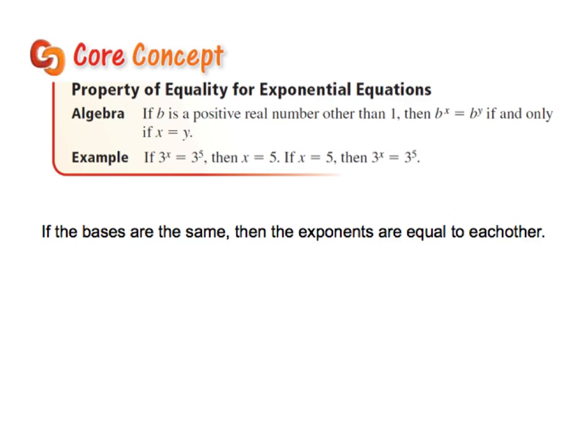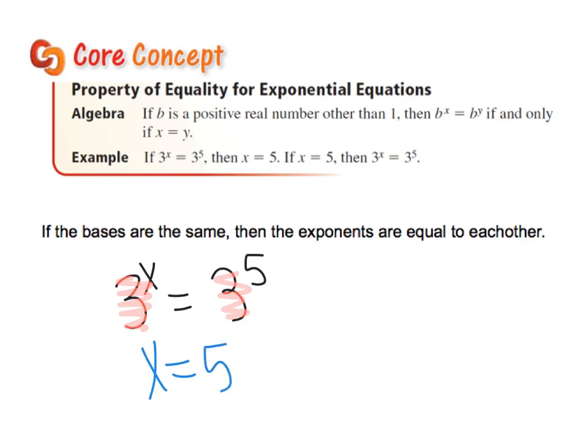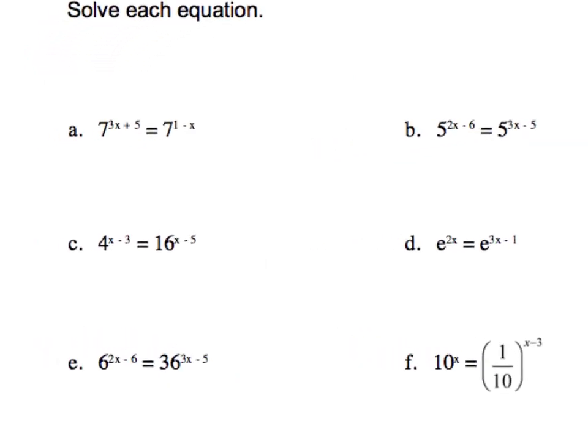If you're looking at exponential equations, basically if you have bases that are the same, the exponents are going to be the same as well. So in the example up here where it says 3 to the x equals 3 to the 5th, we have bases that are the same. We have a base of 3 over here, we have a base of 3 over here, which means our exponents are going to be equal to each other. So we'd have x equals 5. Okay, we're just going to use that idea and expand on it here today. So let's look at what we have here.